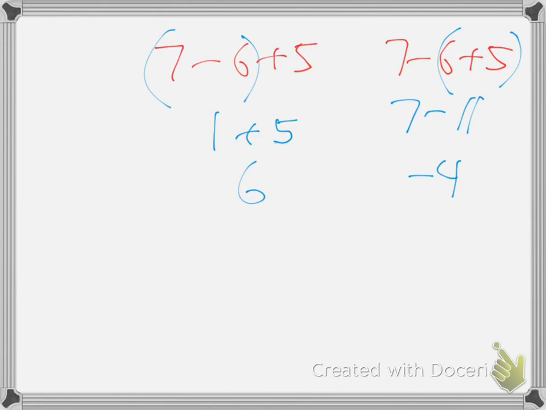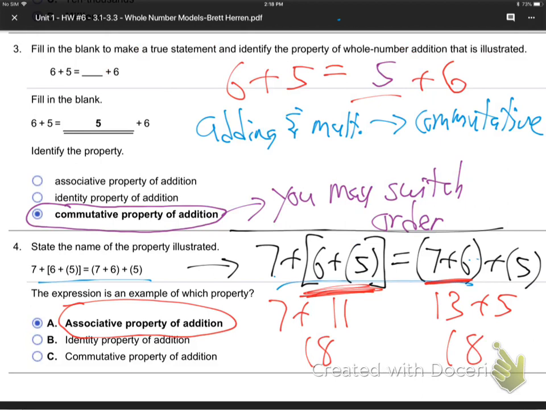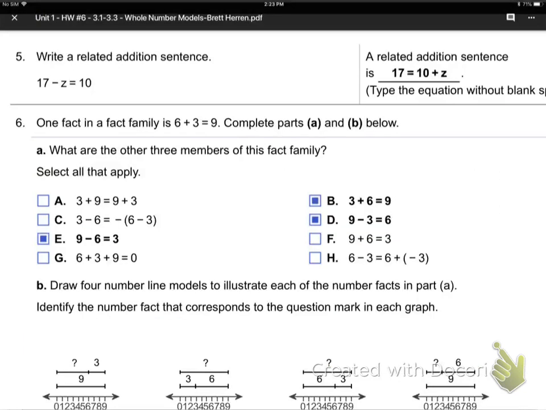So associative property doesn't always work when you mix in operations. But this one was just adding all the way. So, yeah, everything works for adding. Associative property worked.